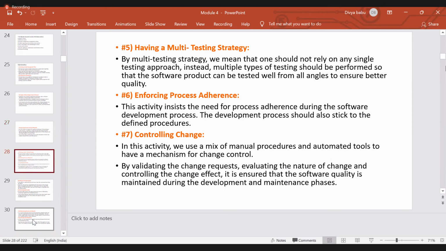Next is enforcing process adherence. Like we are choosing some particular process, and you should stick to the process throughout the development. You should not change in between. It will create complexity in your project. So you should not change it and control the change. Control change means both manual procedure and automated rules.